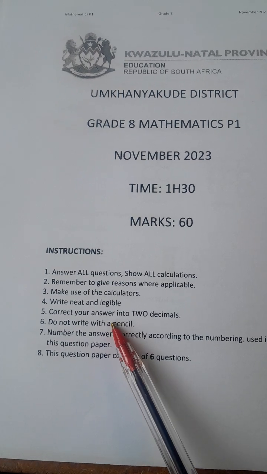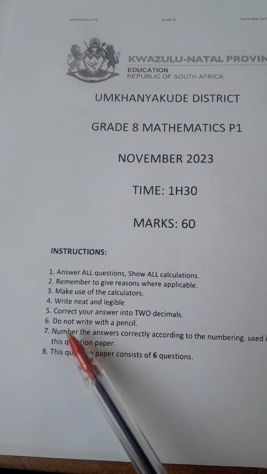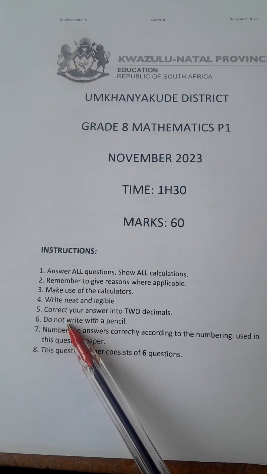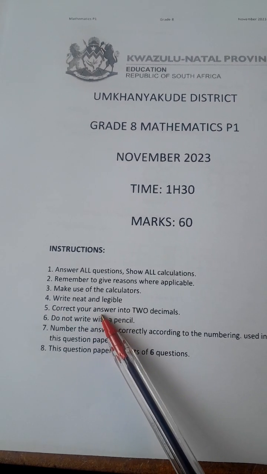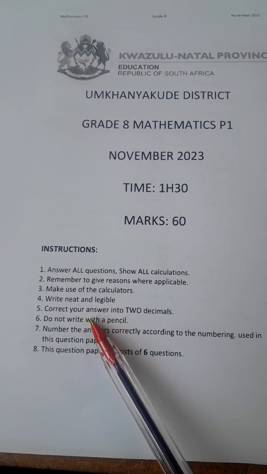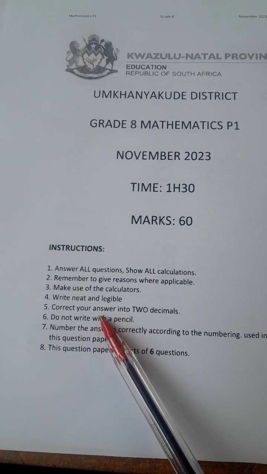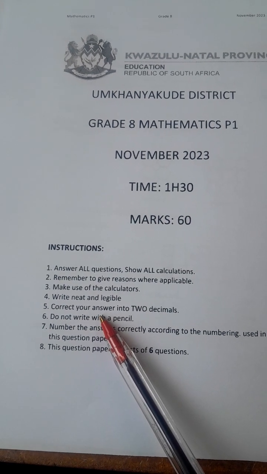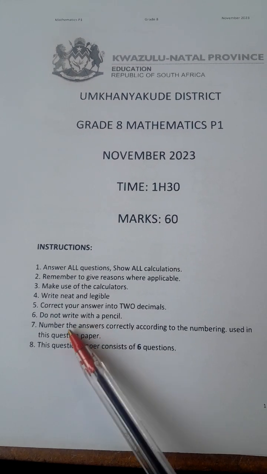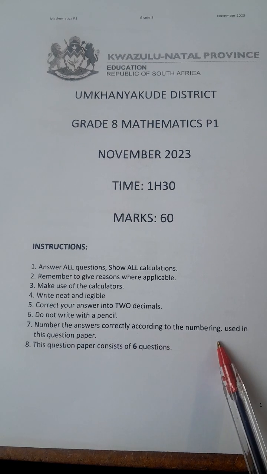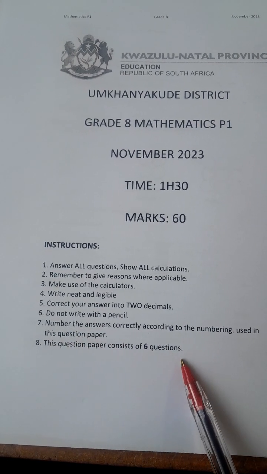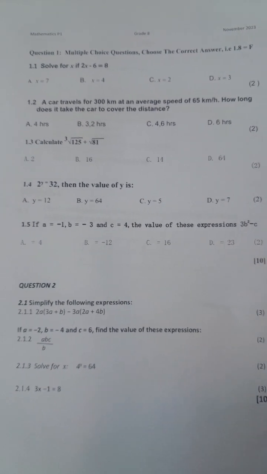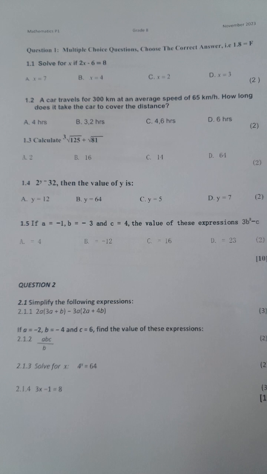Only when you are sketching a graph do you write with a pencil, but as far as writing is concerned, you need to make sure you write with a pen. I know that in grade 7 you're so used to doing that, but we need to actually learn and unlearn this thing of writing with a pencil. Number the answers correctly according to the numbering used in this question paper. Please, you need to do that. This question paper consists of 6 questions. So I'm just going to do part 1 of this question paper, which is just the multiple choices, question 1.